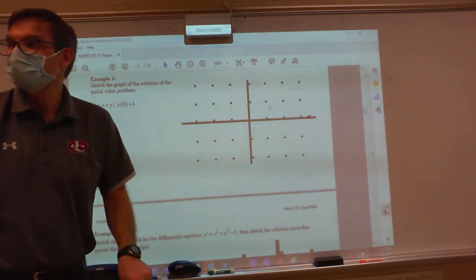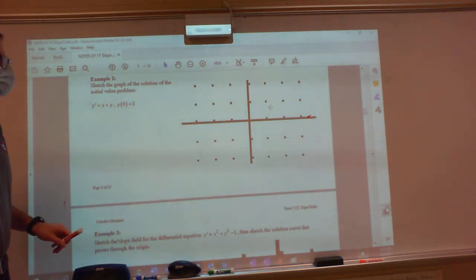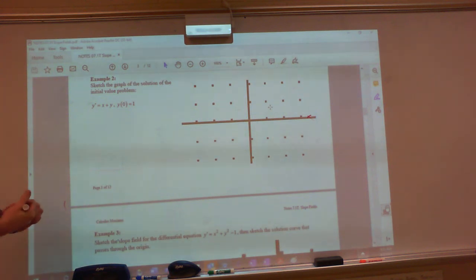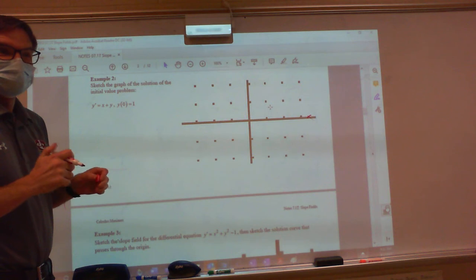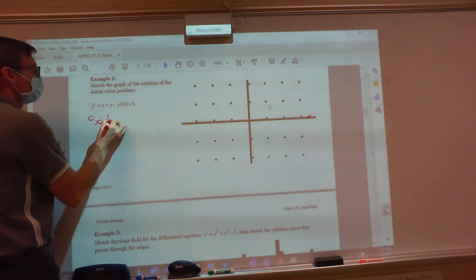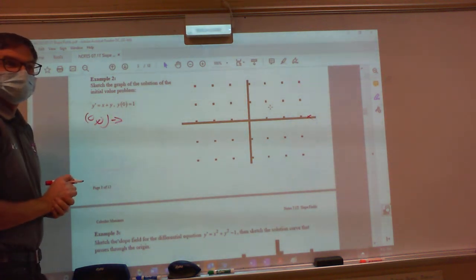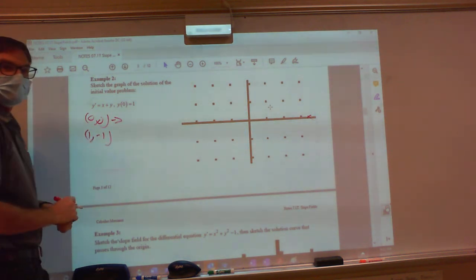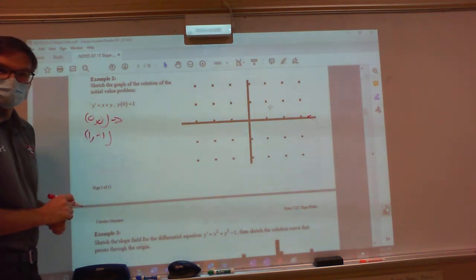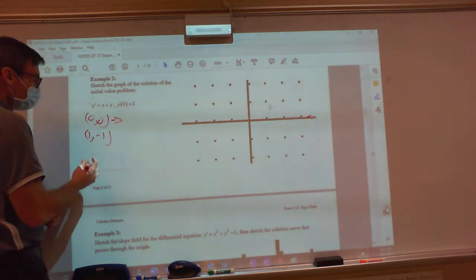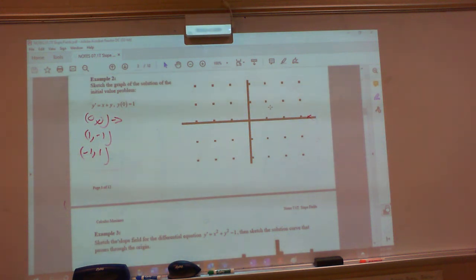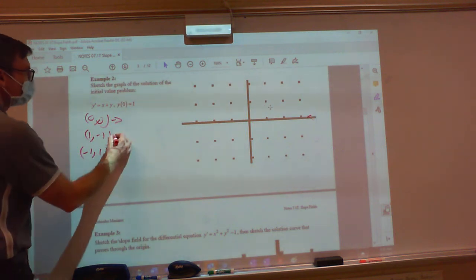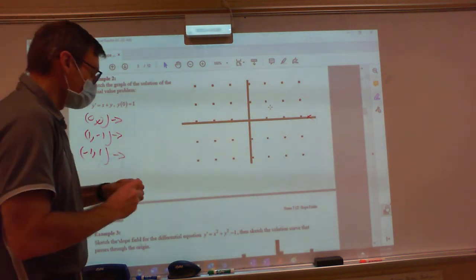Actually, I'm going to give you some guidance. Find the values that give you 0. What coordinate would give me a 0 slope? The origin would, so (0, 0) gives me 0. What else? How about (1, -1)? And what about (-1, 1)? Does everybody see that those give you 0? When constructing a slope field, first find out where your slopes are 0.